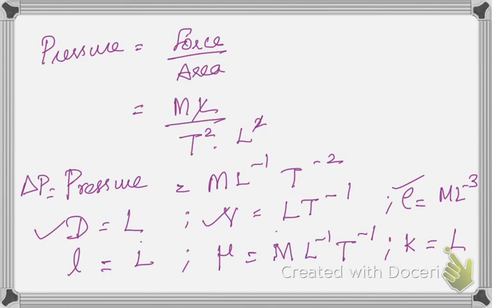Now how many pi terms do we have to write? 4 pi terms we have to write, that is n minus m is equal to 4. So 4 pi terms should be there. So pi 1 will be equal to D to the power a1. First I will write the repeating variables, V to the power b1, rho to the power c1, into del P. This is my dependent variable.